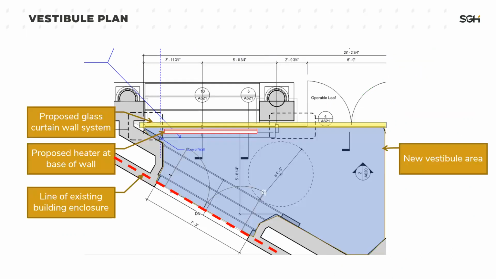Here's just a plan of the vestibule to give you an idea of what we're working with. I've highlighted the vestibule area in blue, and in yellow, we have our proposed glass curtain wall system in those archways that we were just looking at in the picture. And we can also see the proposed heaters at the base of the wall. And the existing wood doors are located right here.